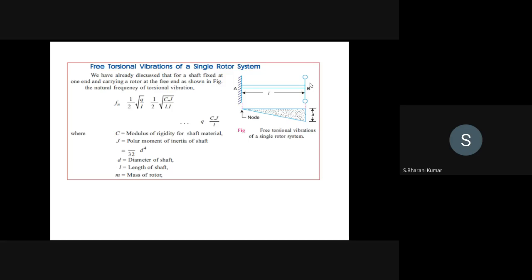Our next topic is based on a single rotor system. Okay, am I audible to you now? There are three kinds of things we are going to see in torsional vibration: single rotor, double rotor, and triple rotor. In the first one, the single rotor system, the same kind of formula you can use: f1 equals 1 by 2 pi square root of q by I. The same formulas, the same data. We've already seen this one.